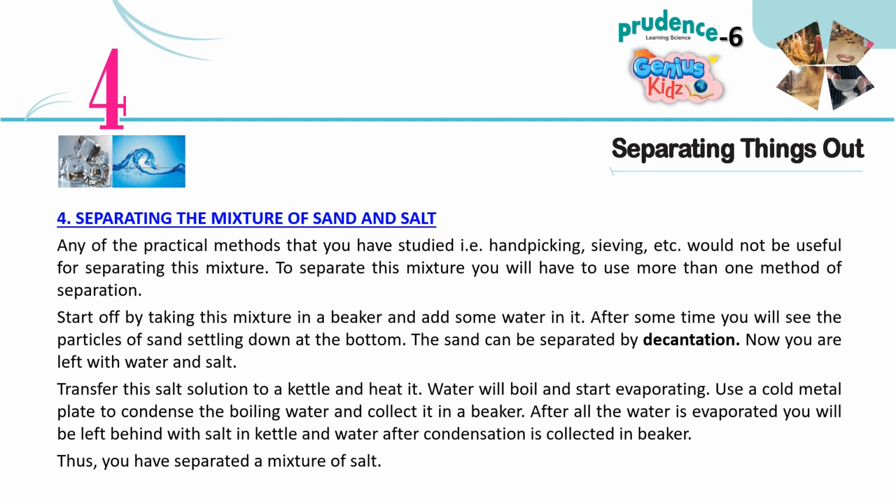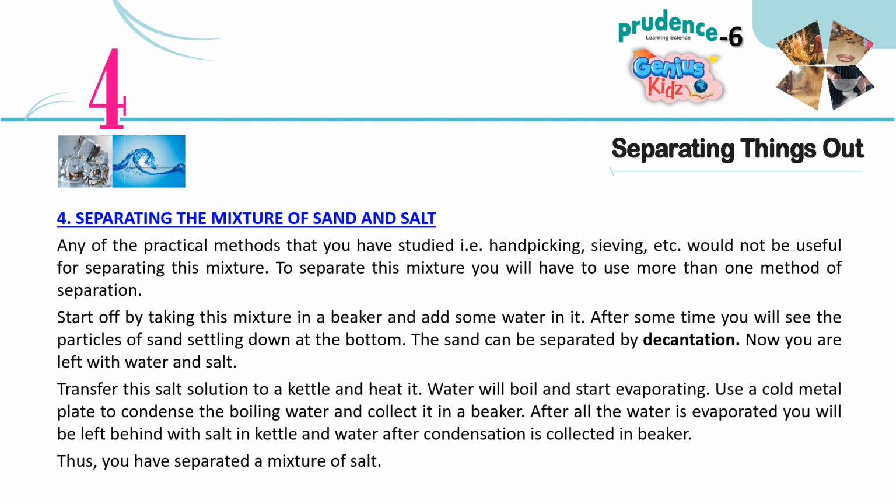4. Separating the mixture of sand and salt. Any of the practical methods that you have studied, that is handpicking, sieving, etc., would not be useful for separating this mixture. To separate this mixture, you will have to use more than one method of separation. Start off by taking this mixture in a beaker and add some water to it. After some time, you will see the particles of sand settling down at the bottom. The sand can be separated by decantation.